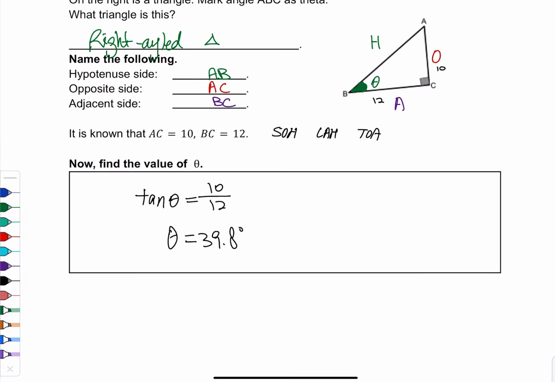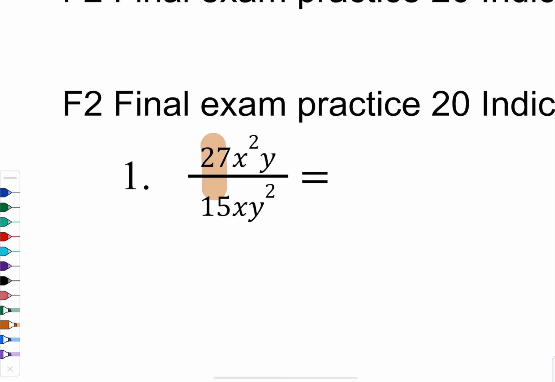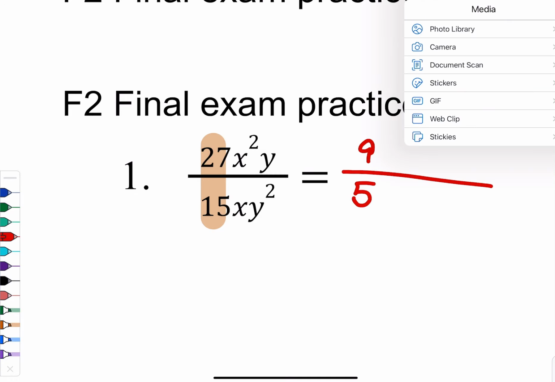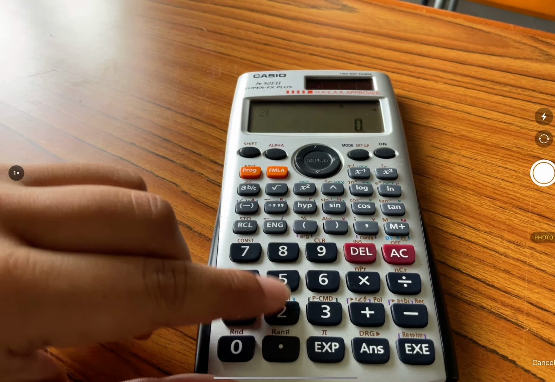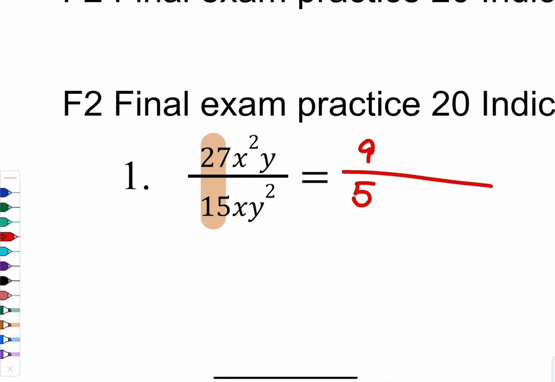Practice 20, indices. Indices is basically simplification. And before we start, always remember we do numbers first. Can they both be simplified by some number? Can they be divided by something? Yes, both can be divided by 3. So 27 divided by 3 will be 9. And the 15 divided by 3 will be 5. Good. What is the other method? Clicking calculator. So 27 over 15. You get the answer as 9 over 5. So you also write that, 9 over 5.